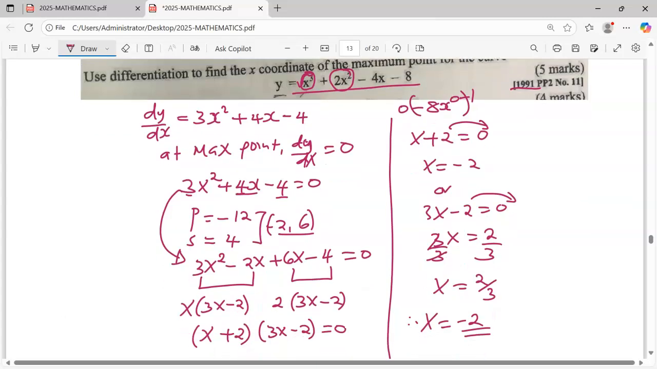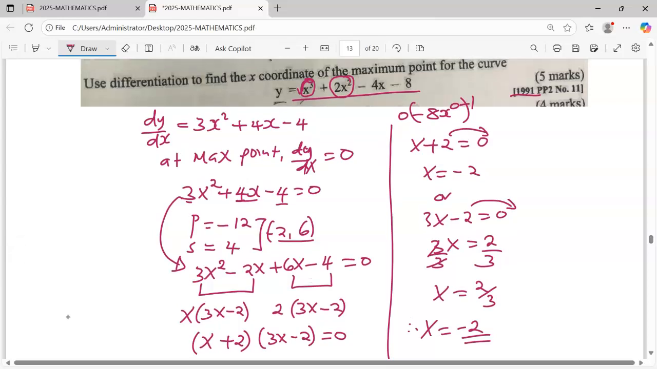If you want to do that, you can find the y coordinate when the value of x is -2, and the y coordinate when x is 2/3, and of course determine the nature of the two points. You are going to realize that -2 gives us the maximum stationary point, and that is what has made us conclude that the x-coordinate of the maximum point of the curve is -2.